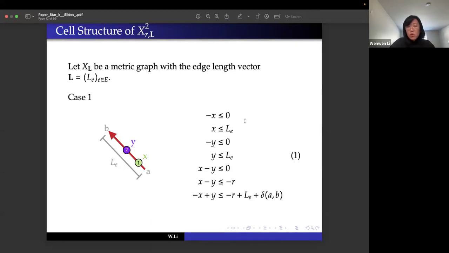For example, the first two inequalities basically say that this green robot is on this edge, and similarly for the next two inequalities. The fifth inequality says x minus y is less than or equal to 0, which means x is closer to the left end of this edge compared to the purple robot. And this inequality says x minus y is less than or equal to negative r, which means that the distance between the green robot and the purple robot is at least r.